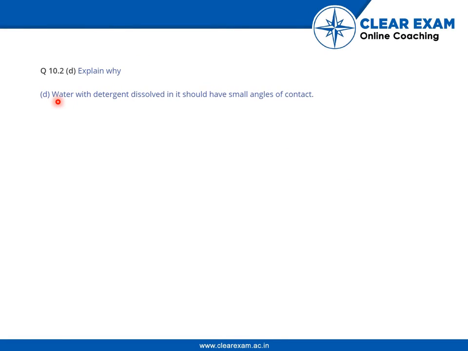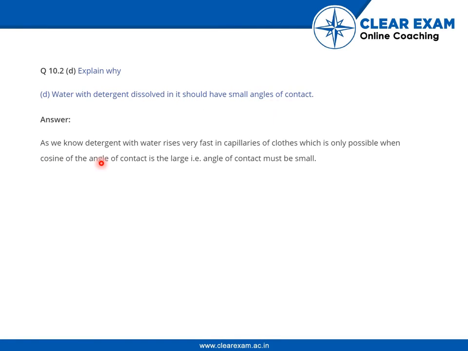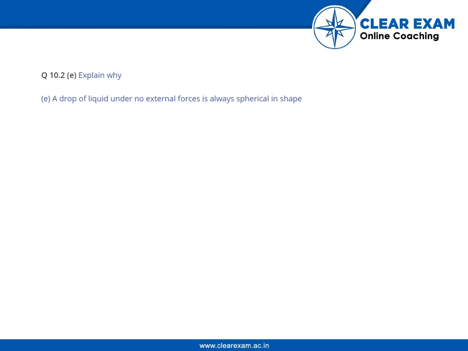Explain why water with detergent dissolved in it should have small angles of contact. As we know, detergent with water rises very fast in capillaries of clothes, which is only possible when the cosine of the angle of contact is large. That is, the angle of contact must be small.